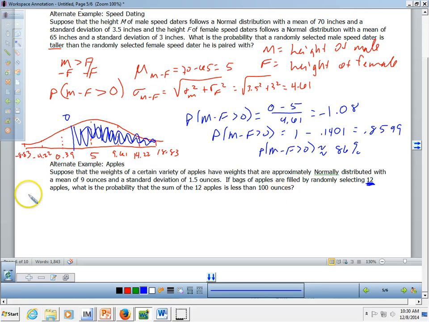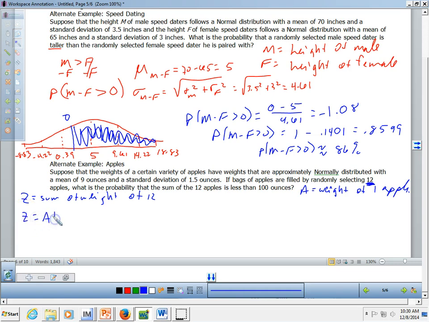Now, here's what I want, right? I'm going to define a new random variable, Z. We can do this. A is the weight of 1 apple, which we know the mean and standard deviation of. Define Z as the weight of 12 apples. The sum, we ought to say that, right? The sum of the weight of 12 apples. Now, it might seem like you would do this.